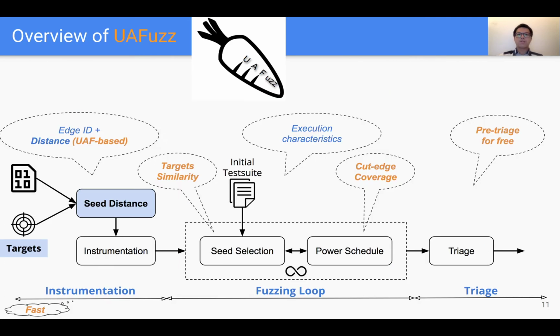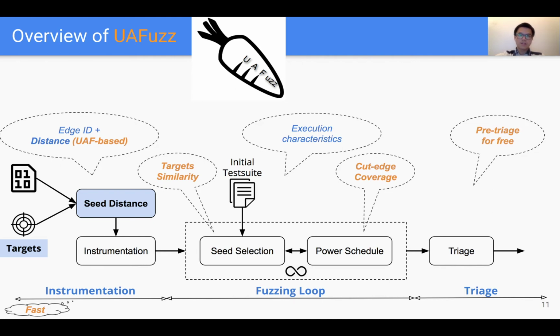Okay, so to address the limitation discussed above, we propose UAFuzz, which is a directed fuzzer dedicated to use-after-free, by carefully tuning the key components of directed fuzzers to meet the specific characteristics of use-after-free. So overall, UAFuzz has a similar workflow, but we add some extensions highlighted in orange.